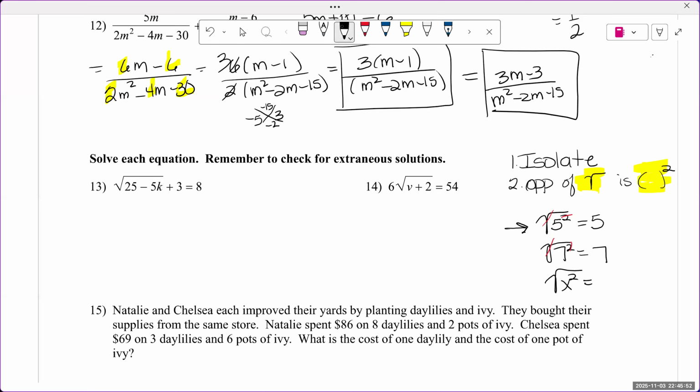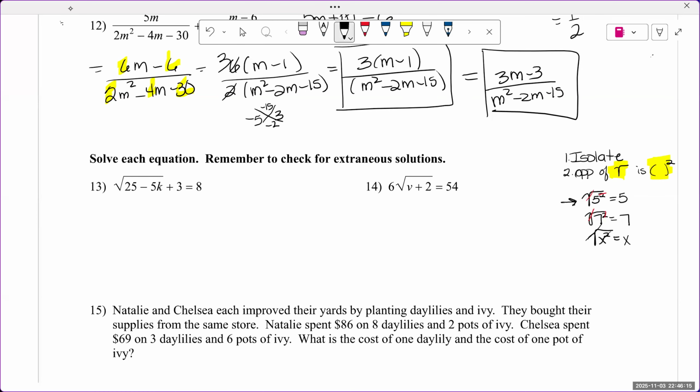So what is this? Square root of x squared. The squared is going to cancel the square root, and it comes out as x. So something important to keep in mind.